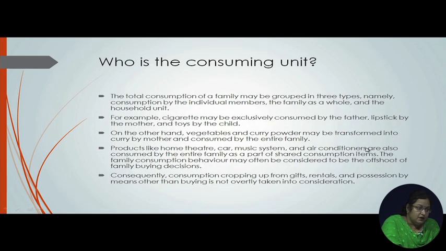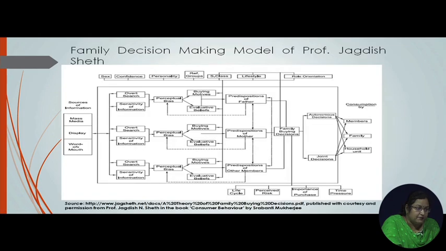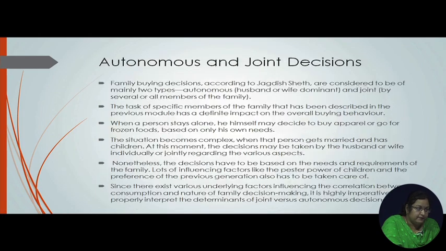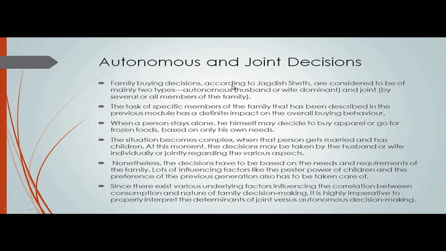So, this is the first part of the model, which I briefly told you right away, but now I have told you elaborately. Now, we see the second part, autonomous and joint. Family buying decisions according to Jagdish Sheth are considered to be of two types, autonomous, husband or wife dominant, or joint. Now, the role of the specific members of the family that has been described in the previous module has a definite impact on the overall buying behavior.